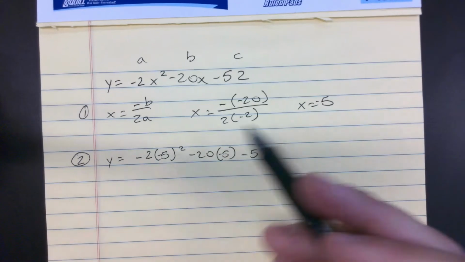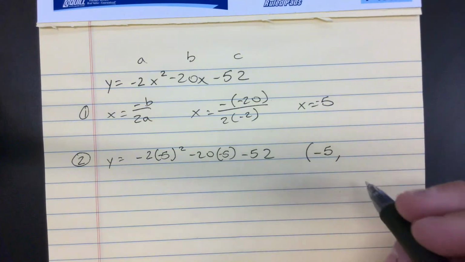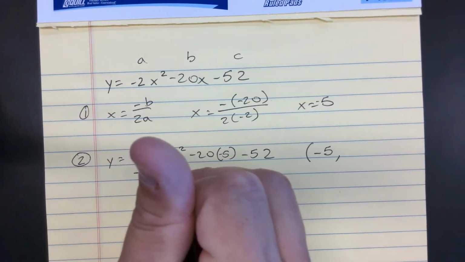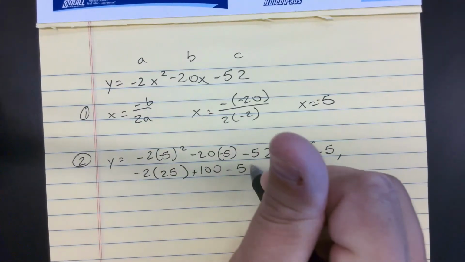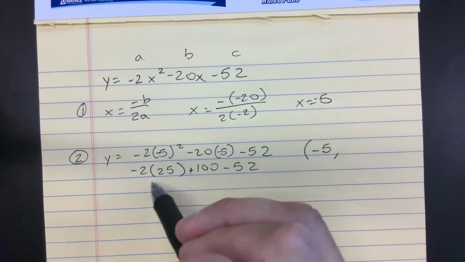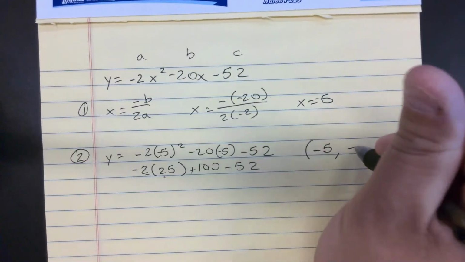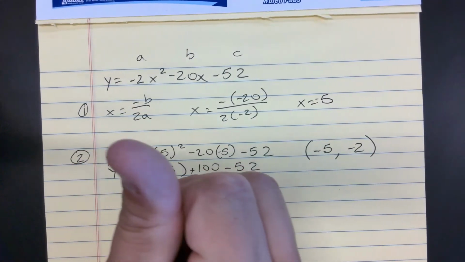So then we try to find the y value. Remember, your vertex is always written as an ordered pair. So we plug in negative 5, we get negative 2 times 25 plus 100 minus 52, which gives us negative 2. So y equals negative 2.